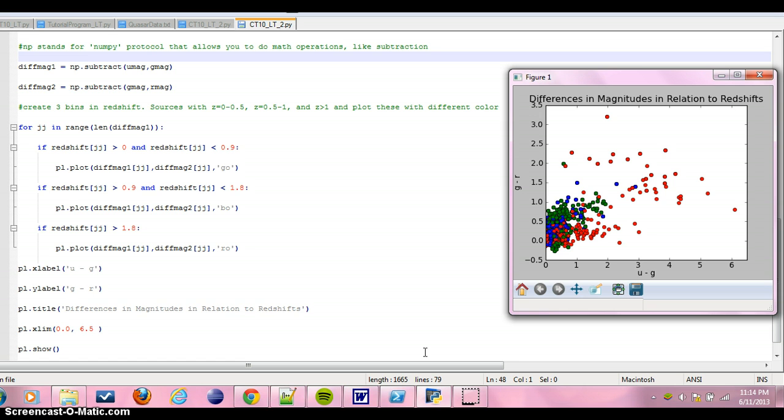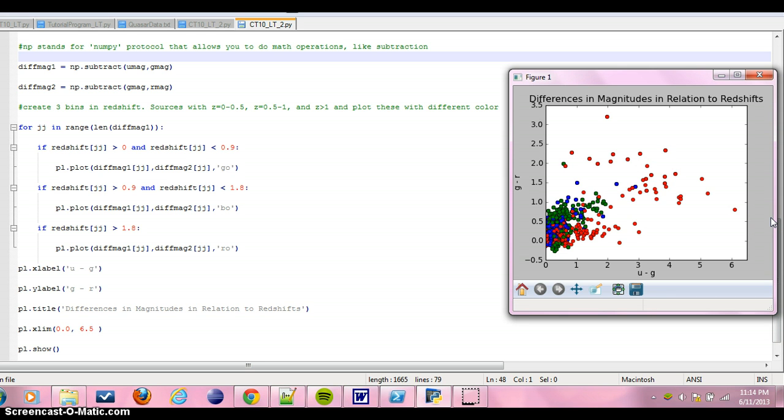Based on this graph, I noticed that most quasars had up to a 1 magnitude difference between filters for both sets, the x and y axis, and most of these quasars are located here, in this area. However, there are a fair amount of outliers over here.